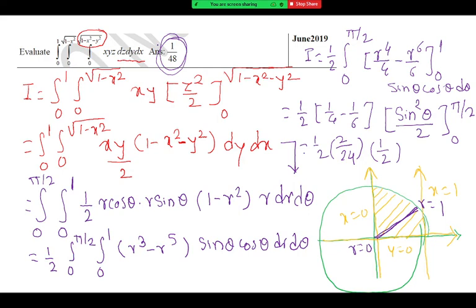How did we get the sine square theta by 2? Integral of sine theta cos theta d theta. Oh, okay. Put sine theta as t, cos theta d theta as dt. Okay, sir.